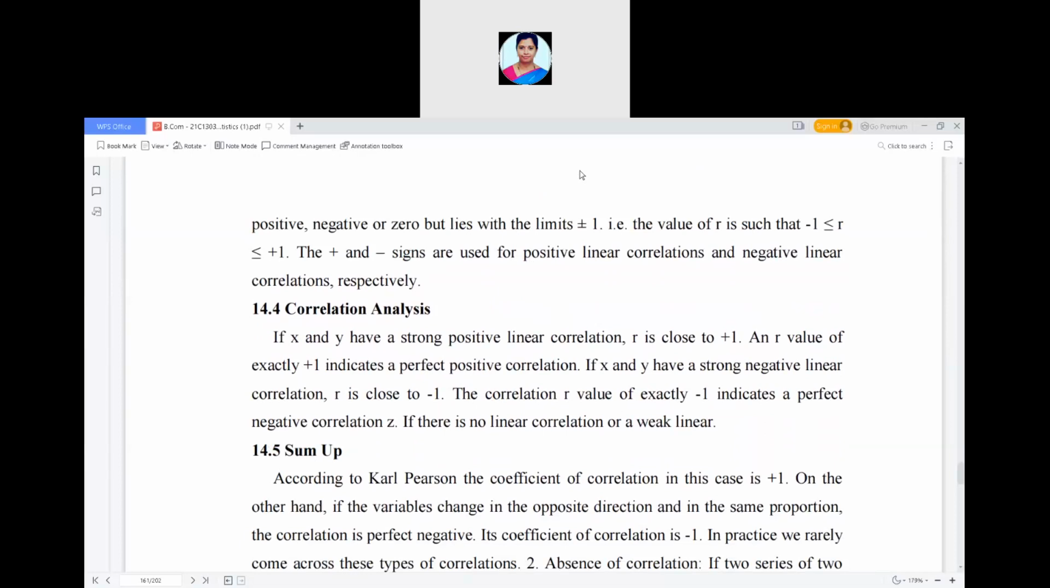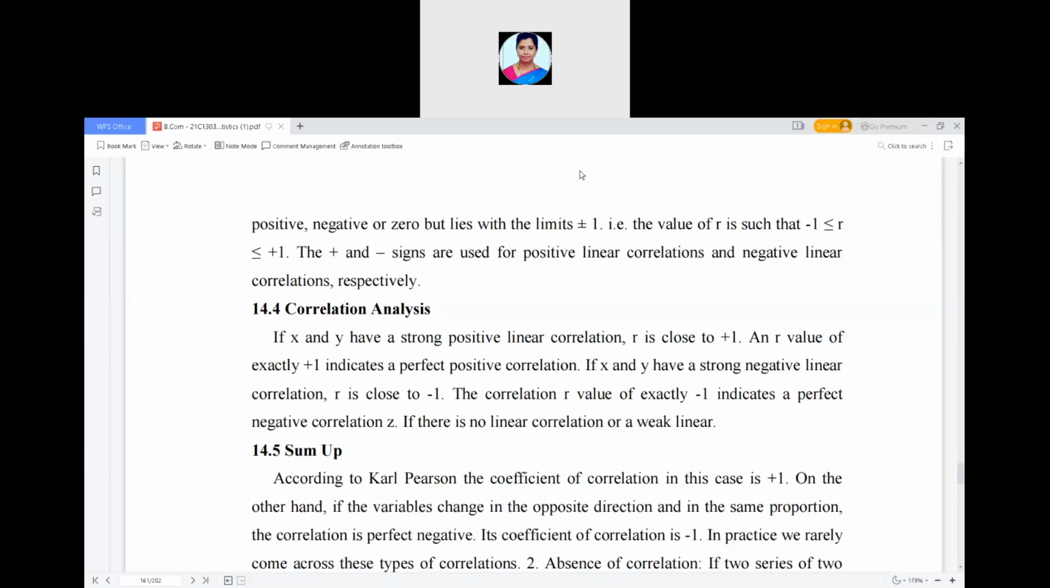So the next one is correlation analysis. If X and Y have a positive linear correlation, R is close to +1, and an R value of exactly +1 indicates a perfect positive correlation. If X and Y have a strong negative linear correlation, R is close to -1, and a correlation value of exactly -1 indicates a perfect negative correlation. If there is no linear correlation or only a weak linear correlation, R is close to 0.